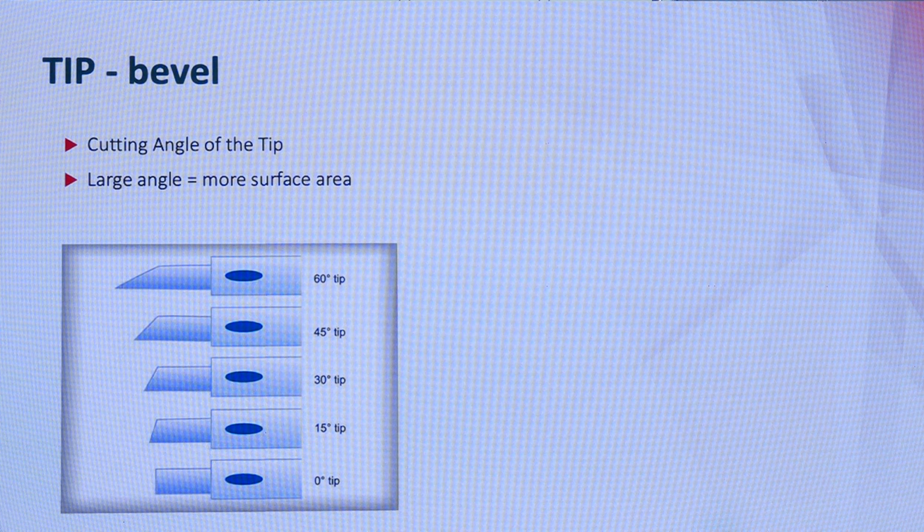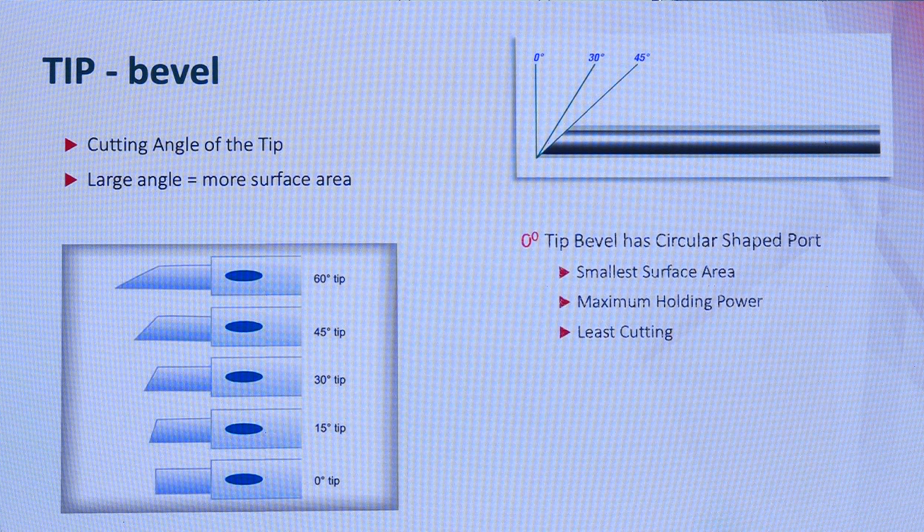So when we talk about the tip, there is a 0-degree tip, or it could be with a little bevel. The bevel could be from 15 degrees, 30 degrees, 45 to even 60 degrees. The larger the bevel, the more the surface area. A 0-degree tip will have the minimum surface area. Smaller surface area will cause maximum holding power. It will easily get occluded and create better, immediate holding. But cutting is less in this because it is a blunt edge. It's not a sharp edge.